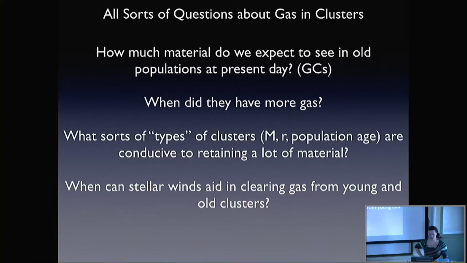Okay, so just a few questions that a theorist maybe can answer. How much material do we expect to see in old stellar populations like globular clusters? Was there a point in time where they had more gas? What kinds of clusters are either conducive to losing a lot of material or keeping a lot of material? How does it depend on the population age and things like the mass and radius of the cluster? And specifically, for what I'm going to be talking about, when can stellar winds either aid in retaining material or expelling material from the cluster?